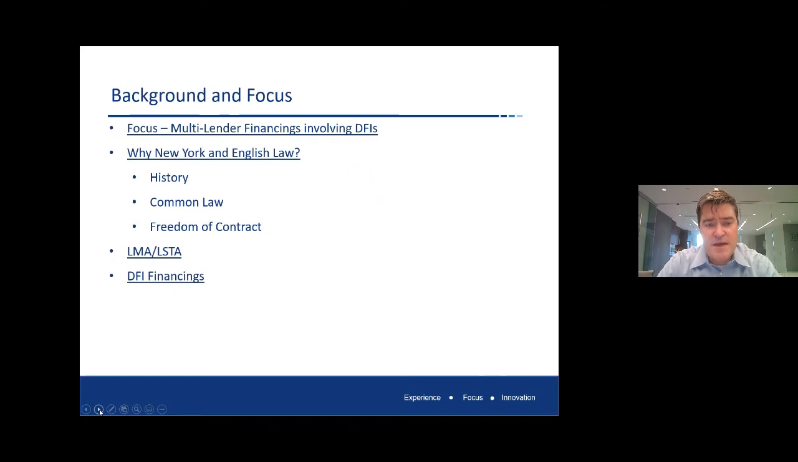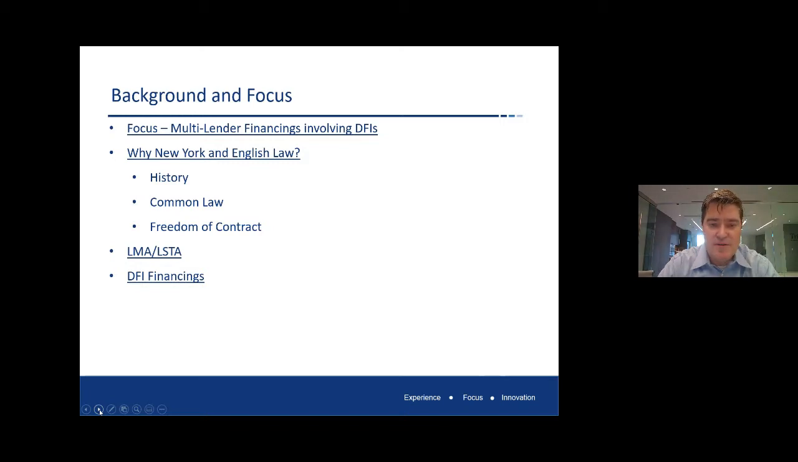So our focus, as mentioned, we'll focus on multi-lender financings involving DFIs. Obviously, there are differences in other areas of law as well, insurance, EPC contracts, and other areas that may be relevant to project financing. But for purposes of this and the time available, we're limiting it to financing documents primarily.